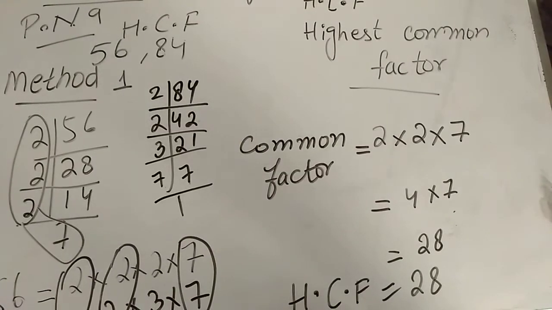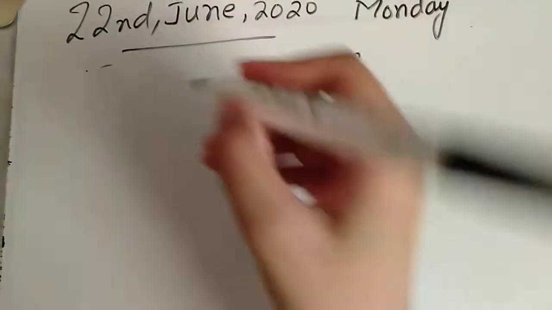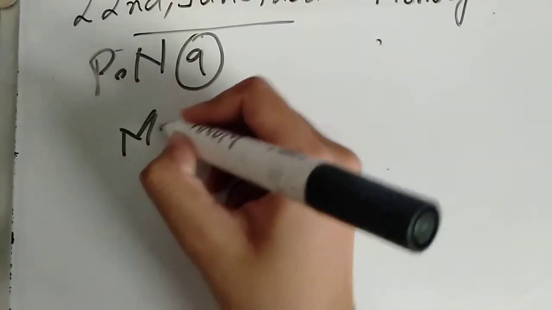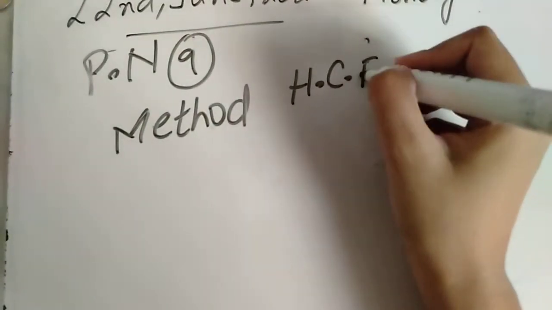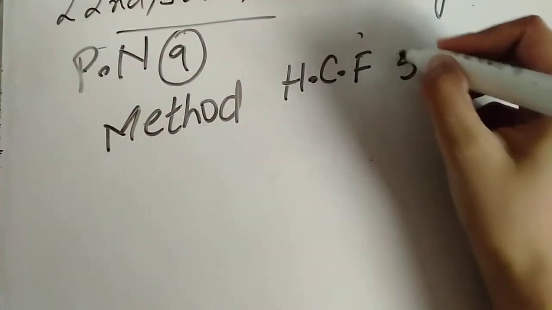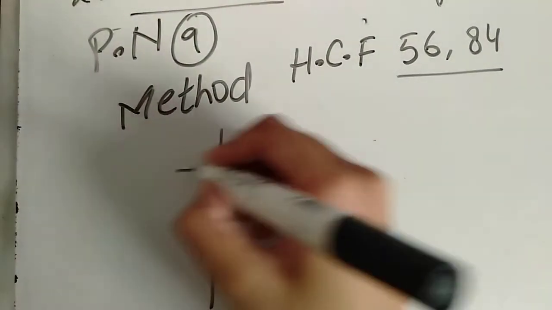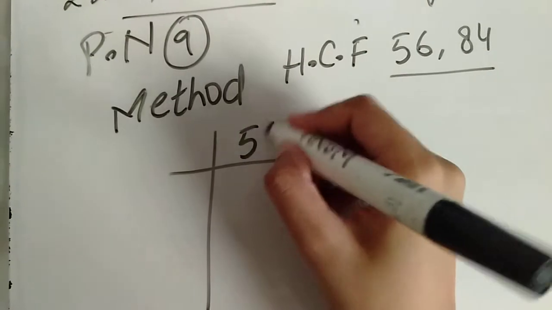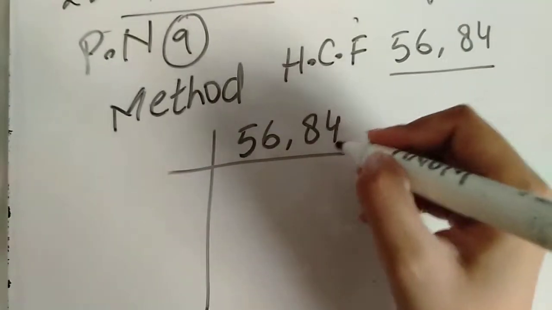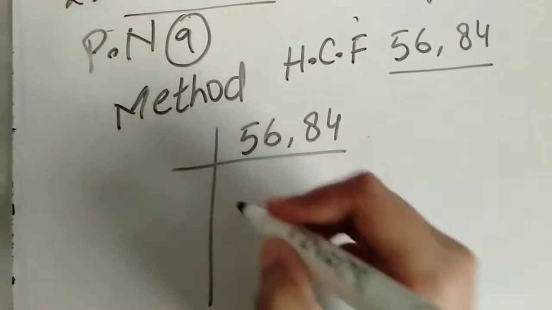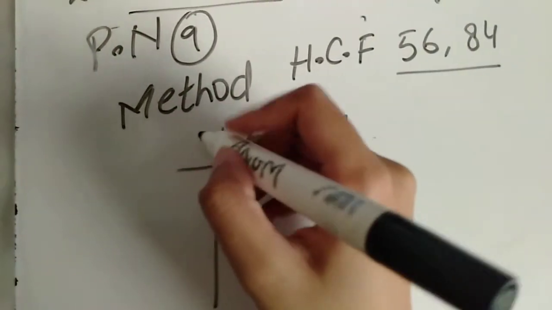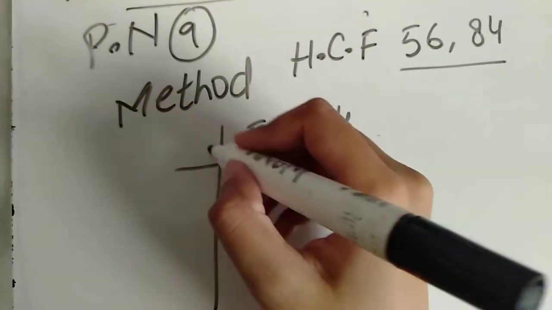Now I am going to tell you method 2. Now we are going to solve Practice Now 9 by method 2. We have to find the HCF of 56 and 84. As I have told you, in method 2 we have to use the prime factorization method collectively. We will find the prime factors collectively.